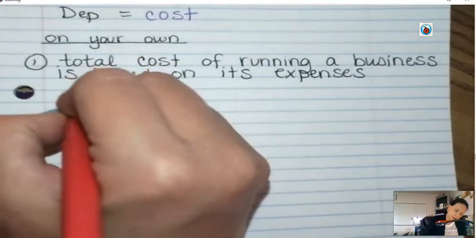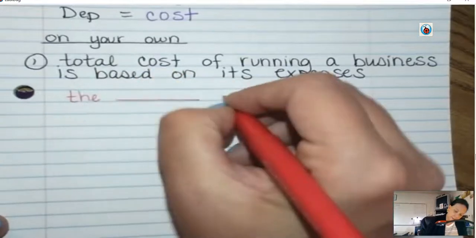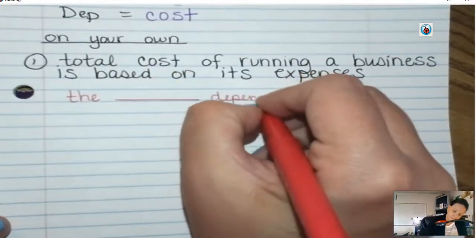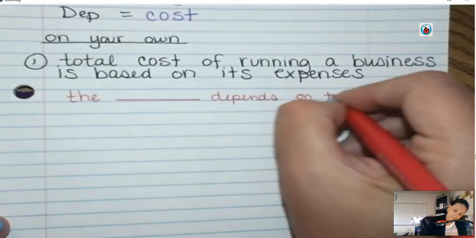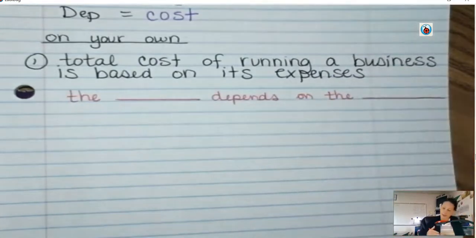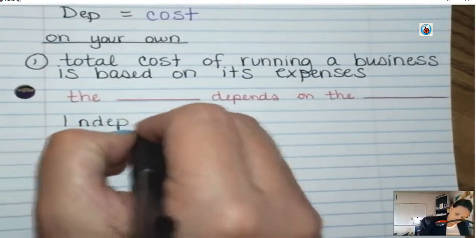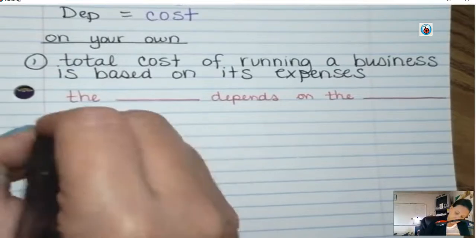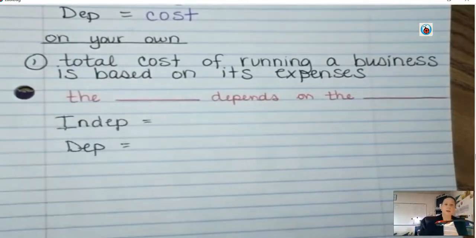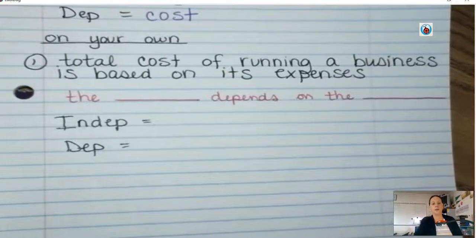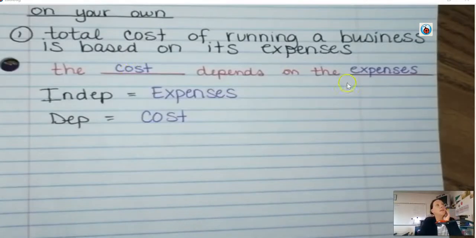So first, figure out the blank depends on the blank. And then determine what's independent variable, what's dependent. Okay, go ahead and work on that one. Cost depends on expenses. So independent is how much expenses your business has, and the dependent is your total cost of running it. Okay, let's move on to example 2 now.